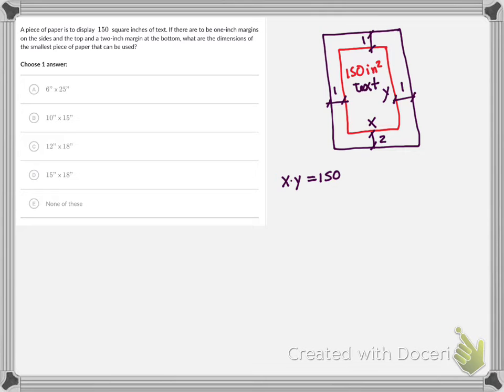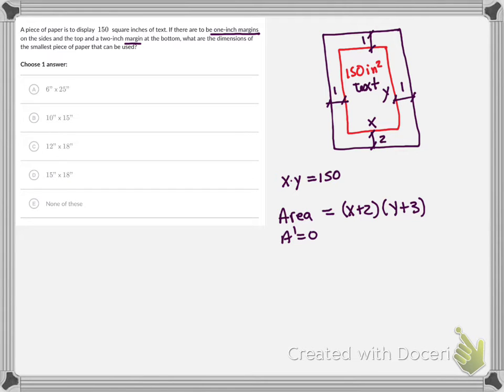And they give us that there's 1 inch margins on the sides and the top, and a 2-inch margin on the bottom. So I've kind of drawn this out. That means our total area for the paper will be x plus 2 by y plus 3. This is the part that we're trying to minimize. So we want A prime to equal 0 at some point.